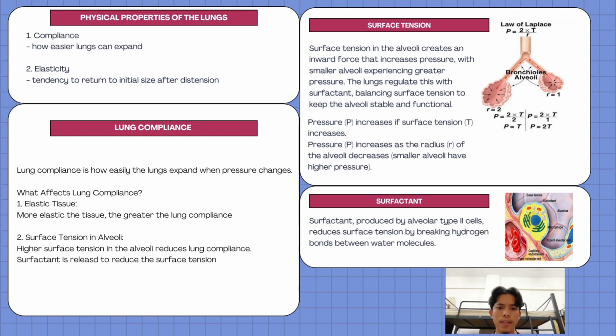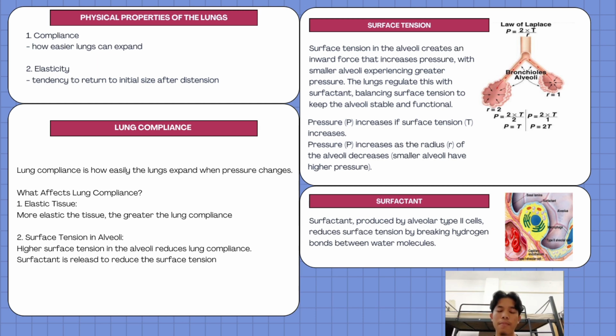Secondly, surface tension in the alveoli. The higher the surface tension in the alveoli, the lower the lung compliance. Next, surface tension. Surface tension in the alveoli creates an inward force, increasing the pressure. The surface tension is caused by the film of fluid. The film of fluid is formed by the attraction between H2O molecules by attractive force.